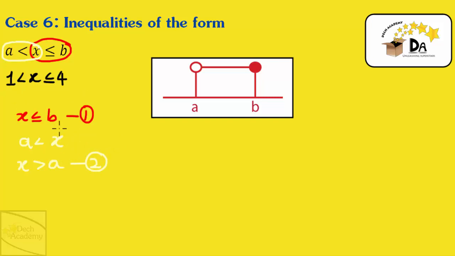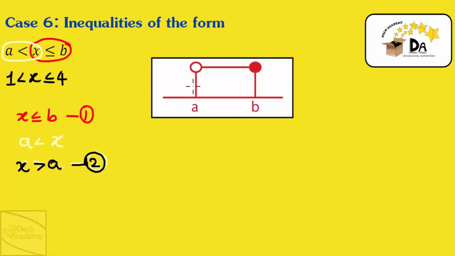I'm going to change to black, just in case your screen doesn't have the right contrast to make this visible. We need to represent this inequality, which is essentially made up of inequality 1 and inequality 2. So this is x is greater than a. Let's start with x is greater than a.